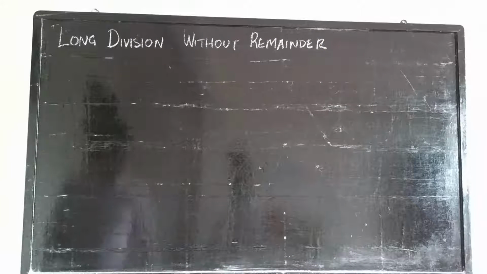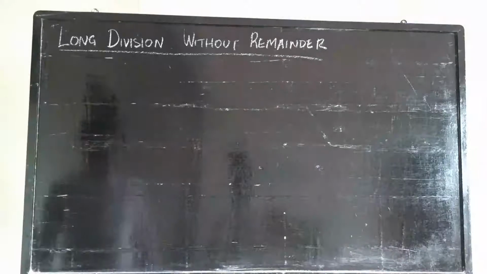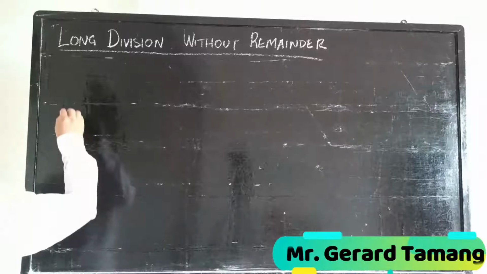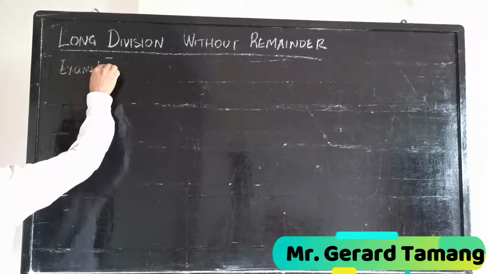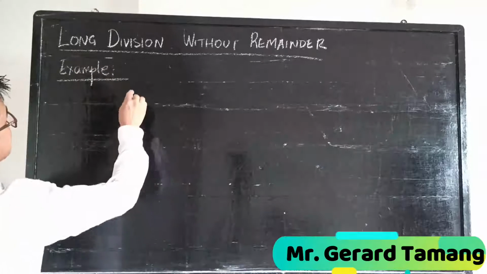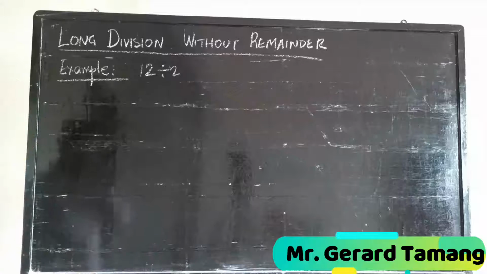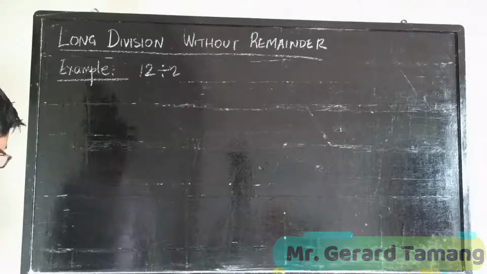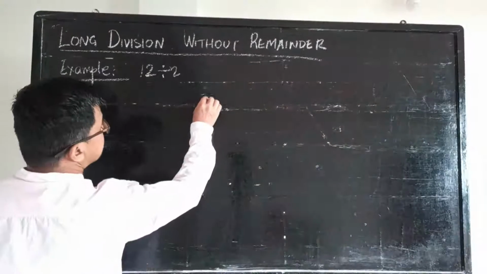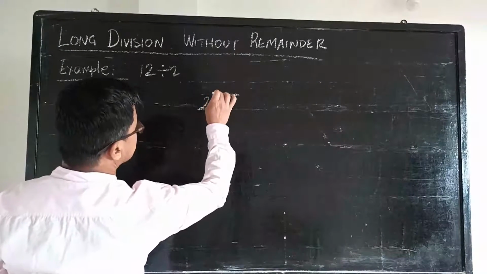Today in division we will learn long division without remainder. Now let us take an example. Twelve divided by 2. Here 12 is the dividend and 2 is the divisor. Now what you do is write 2 here and write 12 here. So this is the long division method.